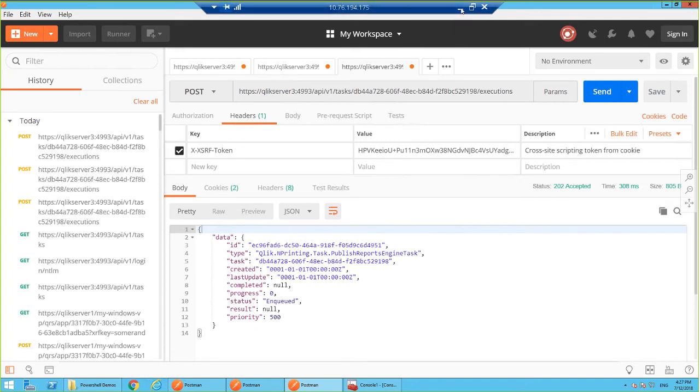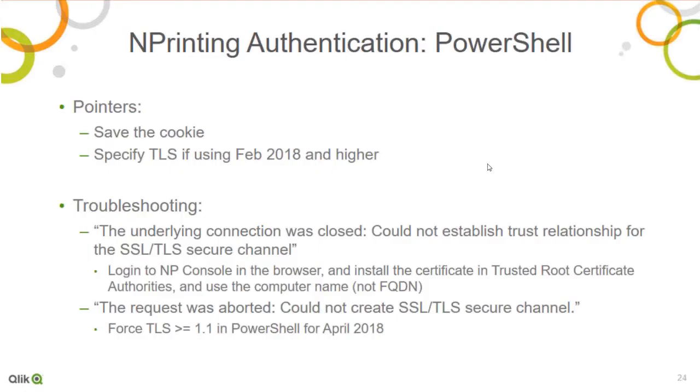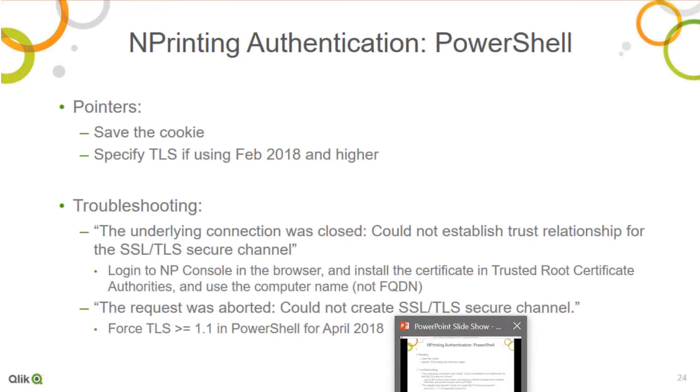What about doing this with PowerShell? As I mentioned earlier in the presentation, as a best practice, you'll want to specify TLS. And if you're using February 2018 and higher in NPrinting, you definitely need to do this because the minimum TLS used to be 1.0 and now it has been increased to 1.1. So you need to make sure that you specify the version of TLS when you're making that call in PowerShell. I'll go ahead and demonstrate that.